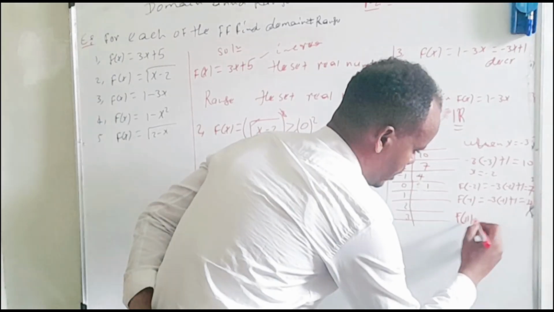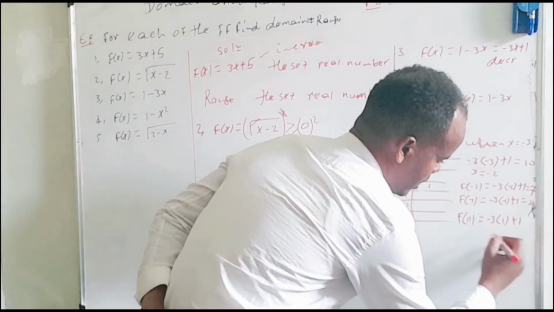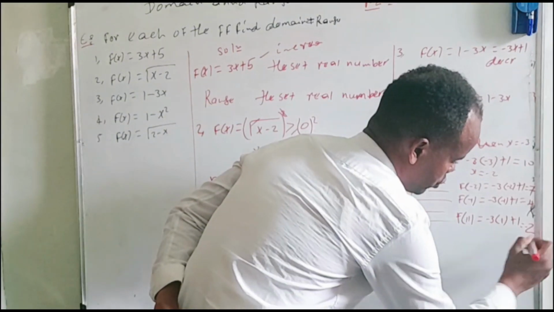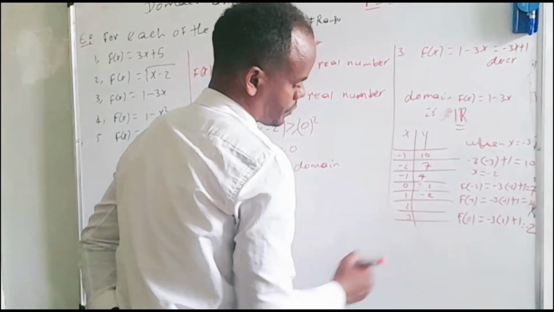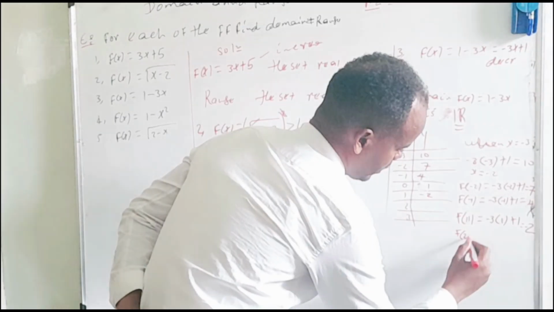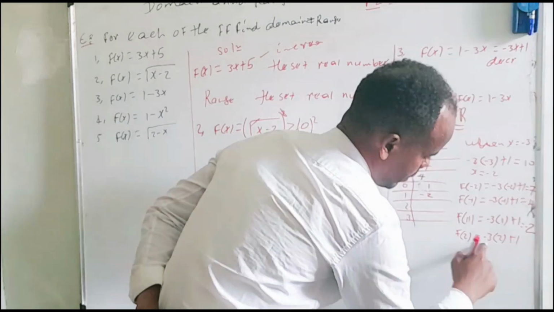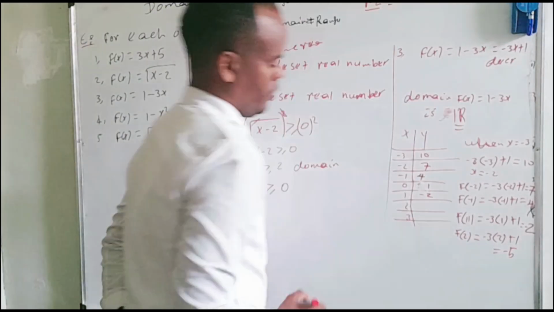f of 1 is equal to minus 3 times 1 plus 1, which is minus 3 plus 1, that is minus 2. f of 2 is equal to minus 3 times 2 plus 1, minus 6 plus 1, which is minus 5.